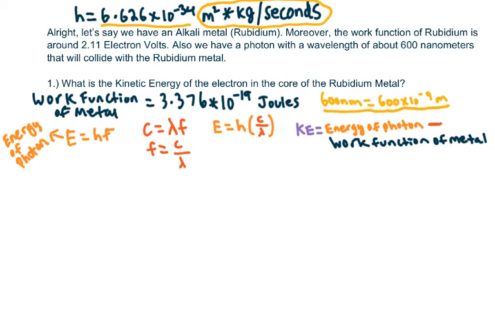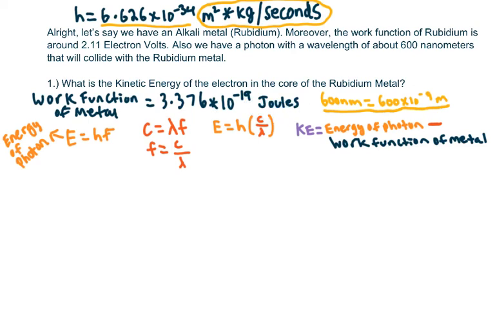So we have the energy of the photon is equal to Planck's constant times the frequency of that photon. And then we have another equation, which is the speed of light, denoted as c, equals the wavelength times the frequency. All right, so that's the speed of light equation. And then we said that the kinetic energy is equal to the energy of the photon minus the work function of the metal. We calculated the work function of the metal to be 3.376 times 10 to the negative 19 joules.